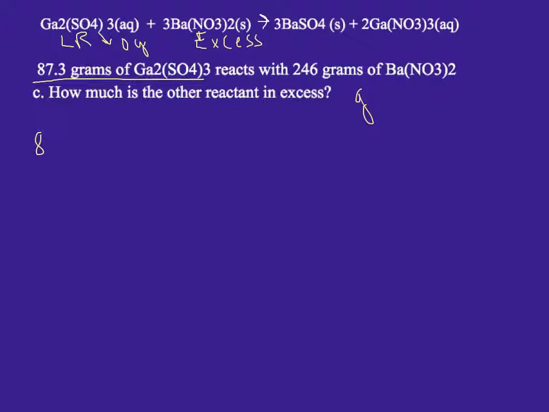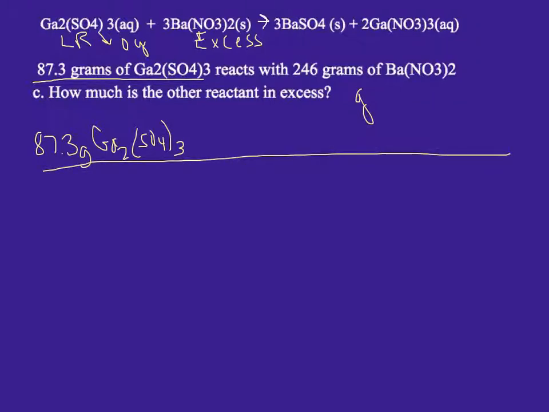So I'm going to start with the 87.3 grams of gallium sulfate. And I'm going to go to grams of barium nitrate. So again, we're going to have 3 conversions. Okay, so the first thing I want to do is change these grams to moles. So we already have the mass that we found before, which is 427, not 426. So 427.6 grams in 1 mole of gallium sulfate. Then we want to convert from gallium sulfate to barium nitrate. So it's 1 mole of gallium sulfate for every 3 moles of barium nitrate.